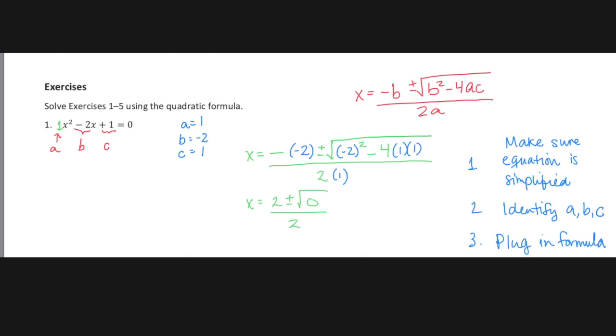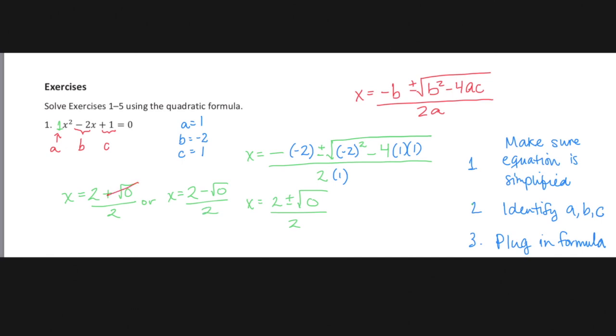And the 2 times the 1 is going to be a 2. Now, this means that you have two possible answers. x could either be 2 plus square root of 2 over 2, and now the entire thing is over 2. That's another important thing to remember. Or x is equal to 2 minus square root of 2 divided by 2.